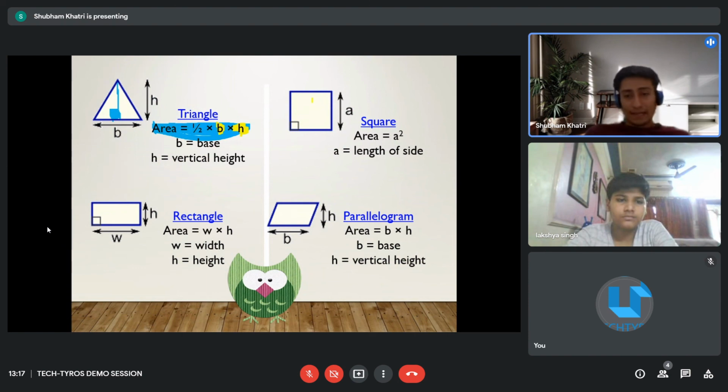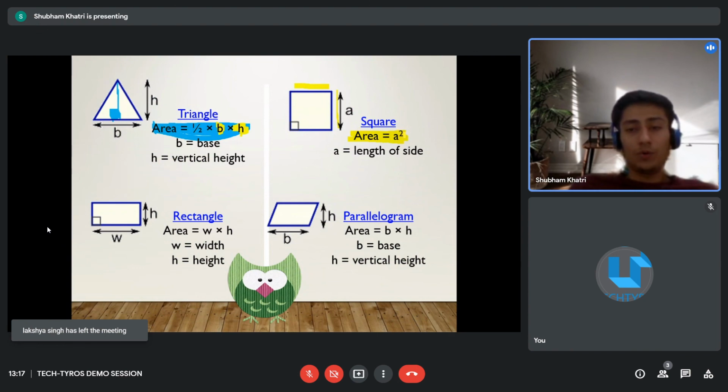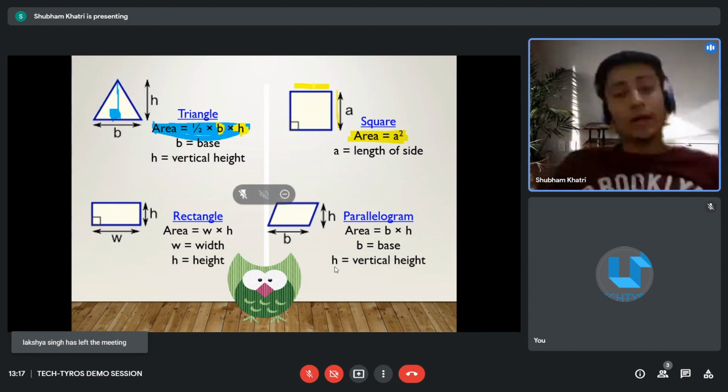Moving on to a square. The square has the length A. All the sides are similar. So the area of a square is A square. The area of a square is A square. We require just a length, and we square it. Like if the length is 4, what is the square of 4?